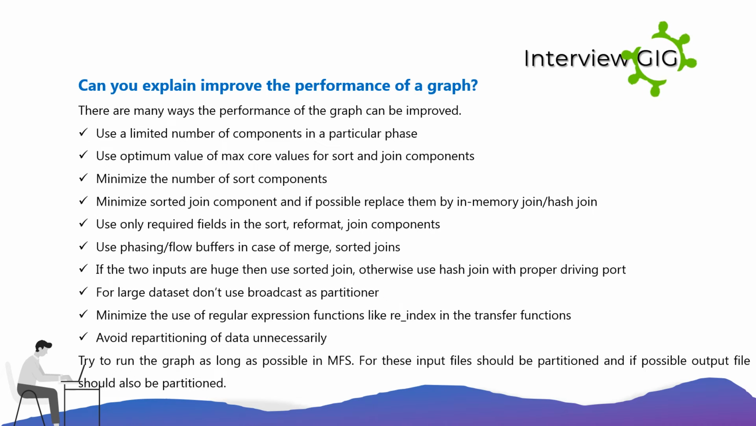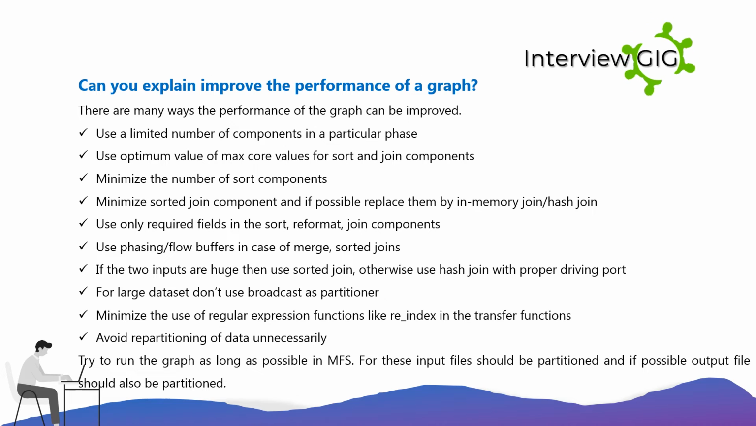Use a limited number of components in a particular phase. Use optimum value of max core values for sort and join components. Minimize the number of sort components. Minimize sorted join components and, if possible, replace them by an in-memory join, hash join. Use only required fields in the sort, reformat, and join components.